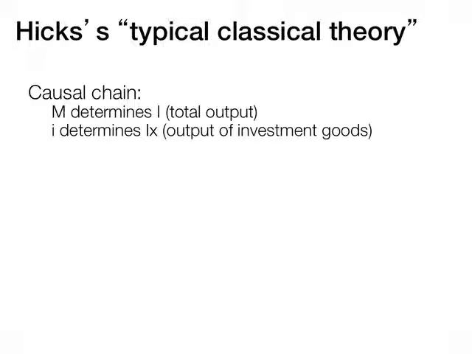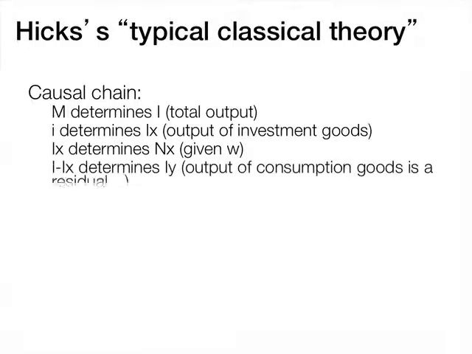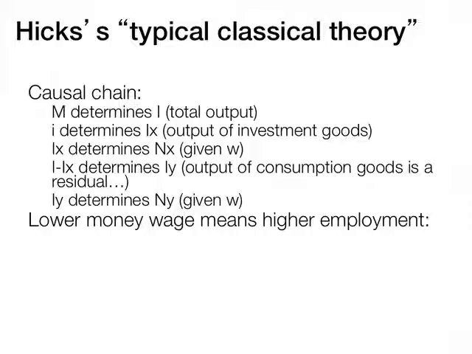M determines I, total output. I determines IX, which is the output of investment goods, and IX determines NX. You get a given wage W. So, I minus IX determines IY, so the output of consumption goods is the residual, and then you get this. You get a given wage.